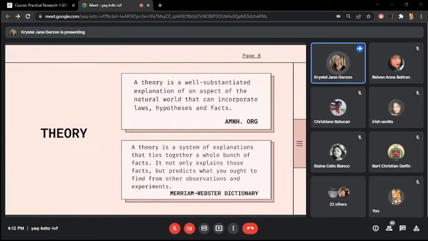So you would know that it is a theory because it has the word theory in its title. Like for example, Big Bang theory, self-determination theory, there are so many theories, guys. Learning theories, there are many, and behavioral theories, there are also many.